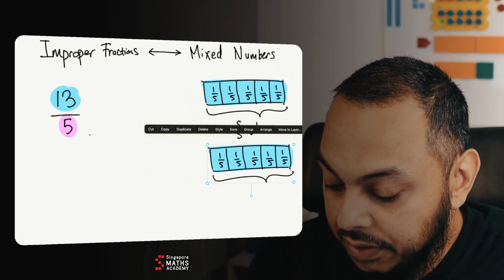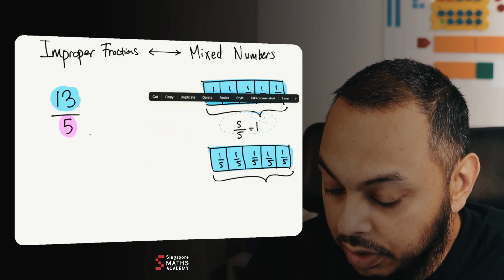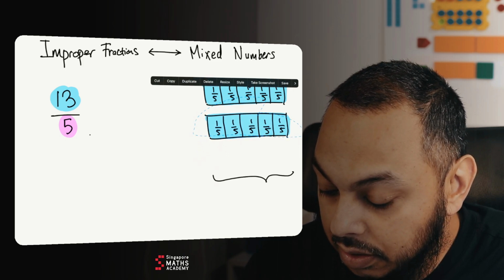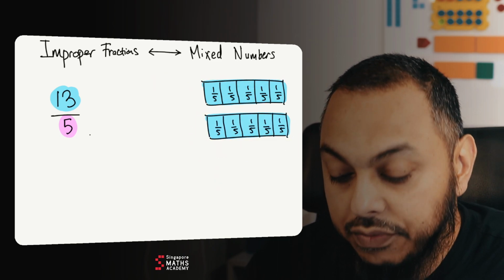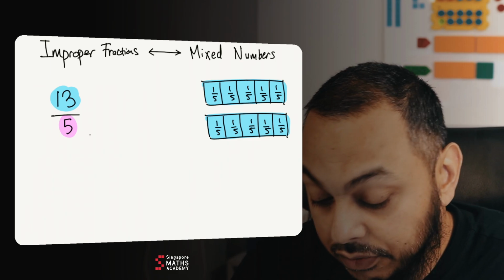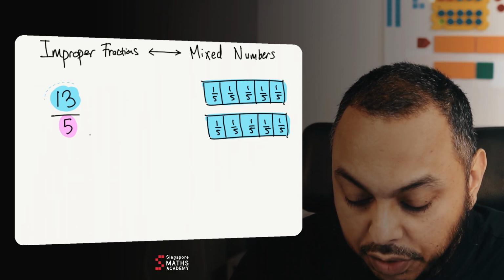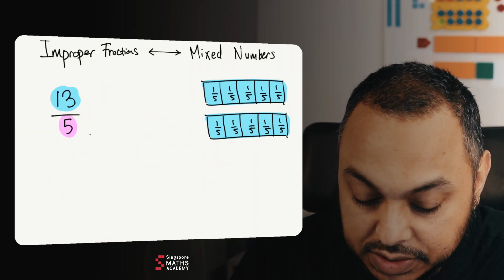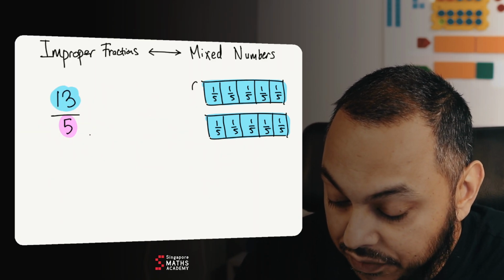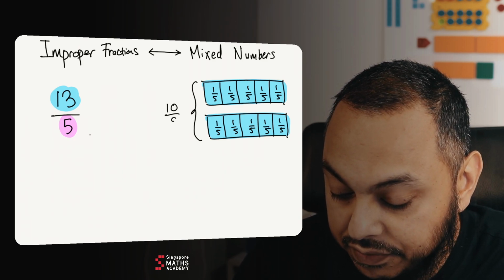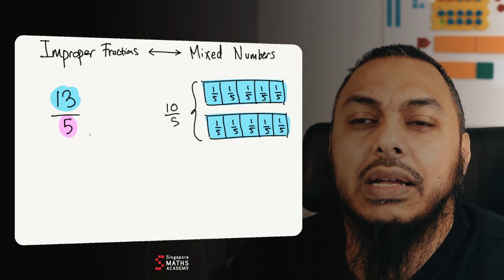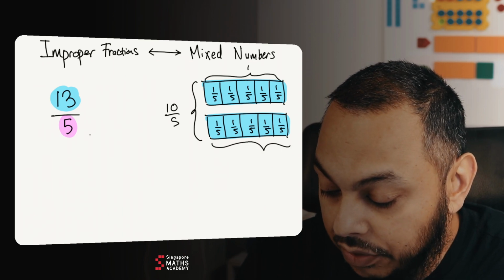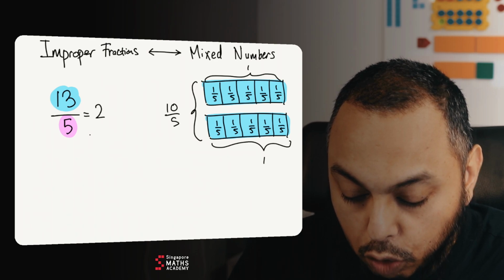I've got my fifths here, and I've got another 5 fifths, sorry, I should say here. So I've got 5 fifths, another 5 fifths. I've got 10 fifths. And so I've got 13 fifths altogether here. And out of the 13 fifths, I've got my 10 fifths here. This is how I write 10 fifths. That tells me that I can make 2 wholes, because that's one whole and that's another whole. And so I can make 2 wholes with my 13 fifths.